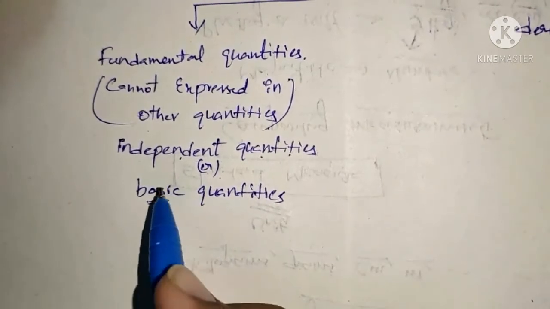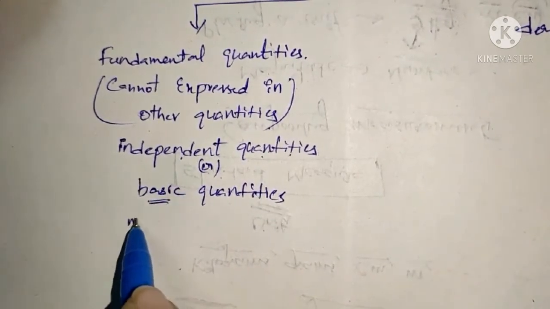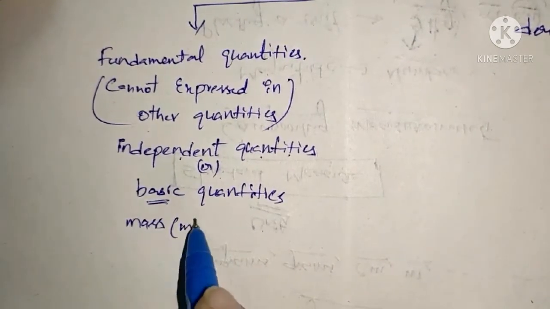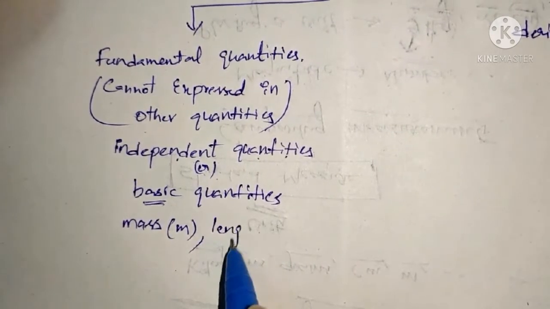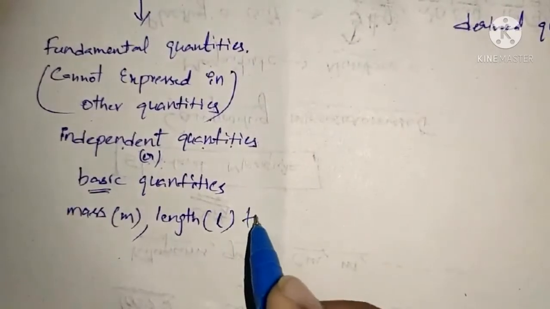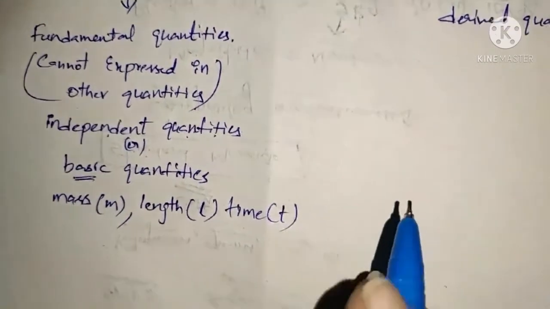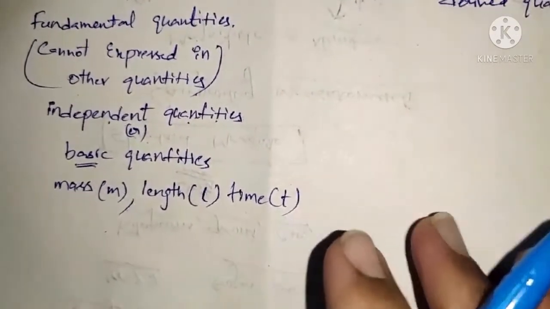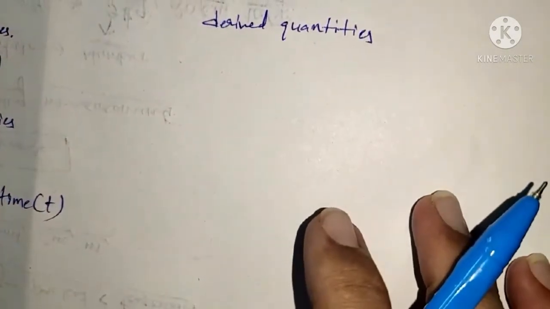Examples of basic quantities we can take: mass, which is denoted by M. Another one is length, denoted by L, and one more is time, denoted by T. So these are the fundamental quantities. Then after that, derived quantities. So what are derived quantities?